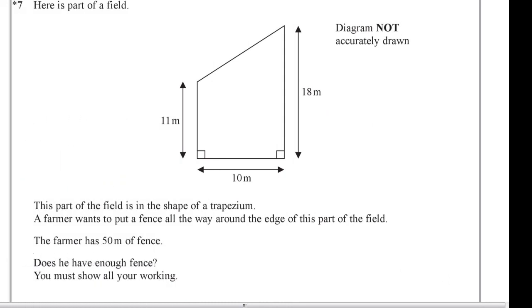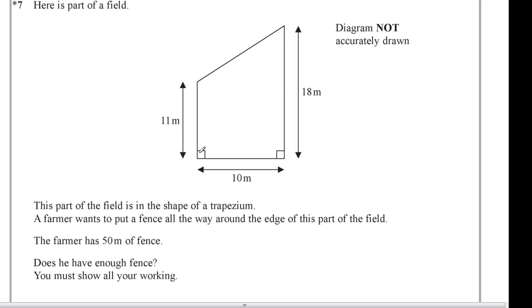We've got question 7 now. It's got this star against it, meaning we've got to put a bit of working in. Here is part of a field. Now we've got this perimeter here. We've got 3 sides labelled with dimensions on. And what's the question? This is part of the field in the shape of a trapezium. The farmer wants to put a fence all the way around the edge of this part of the field. The farmer has 50 metres of fence. Does he have enough fence? You must show all your working.